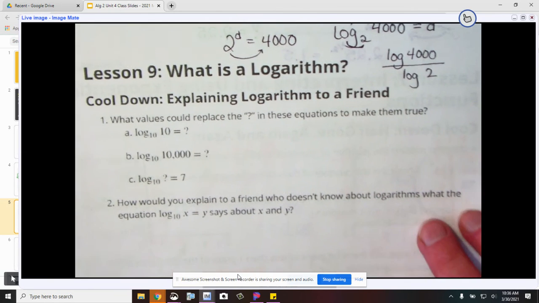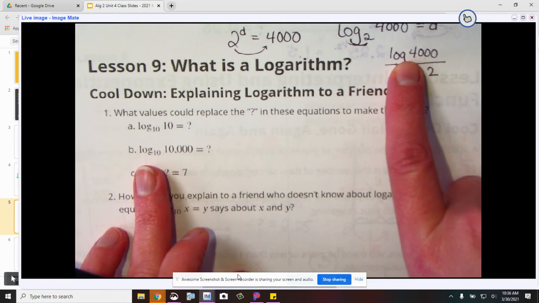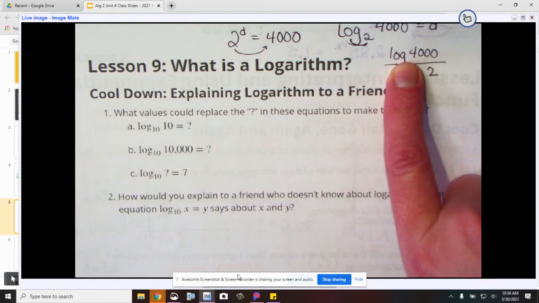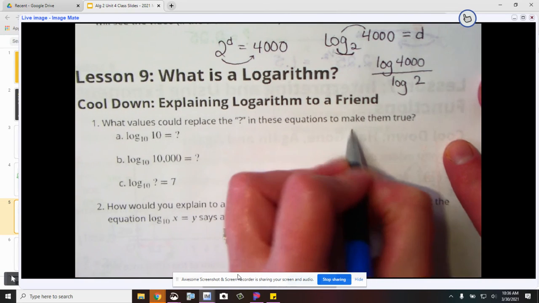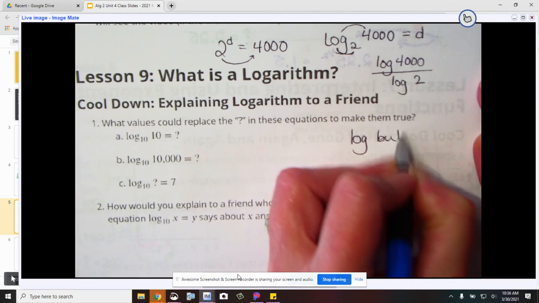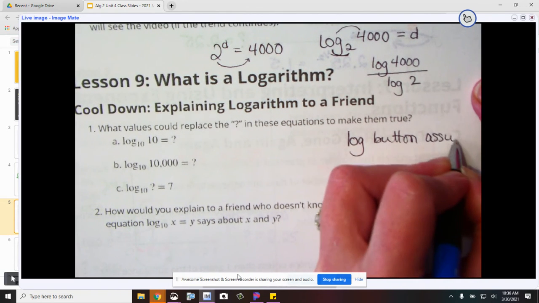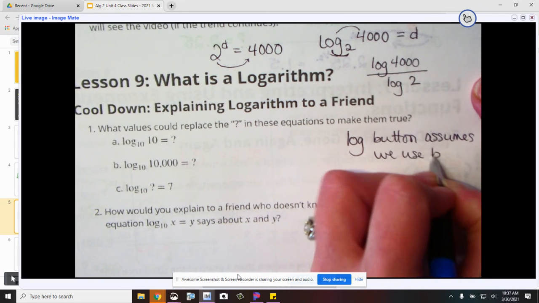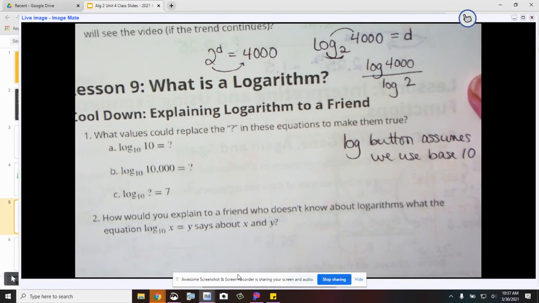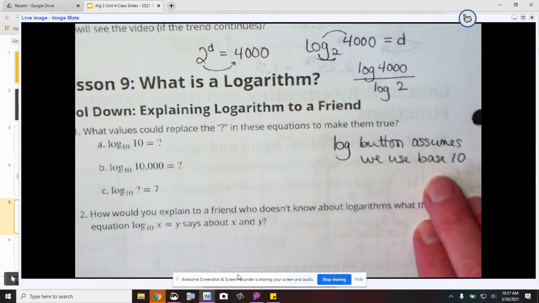I'm actually going to jump right down to that cool down for lesson 9, because when we just have this log button on our calculator, the log button assumes that we're working in base 10. And that's because a lot of our world is organized around base 10.